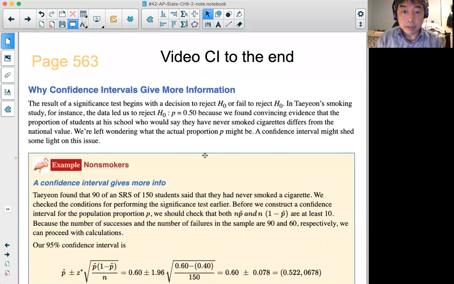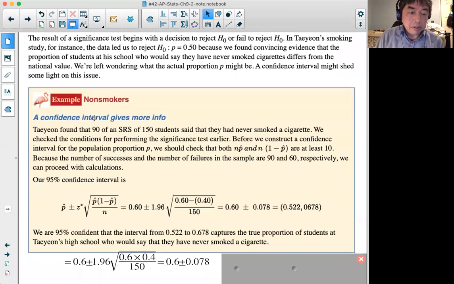Hey, this is asynchronous work for chapter 9-2, leftover questions, on page 563: the confidence interval compared to the hypothesis test. This is a question about high school students who have experience smoking cigarettes. The confidence interval gives more info.